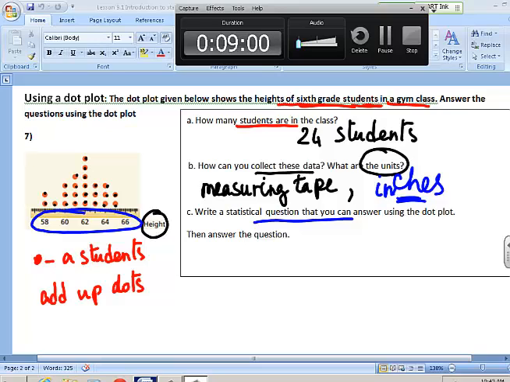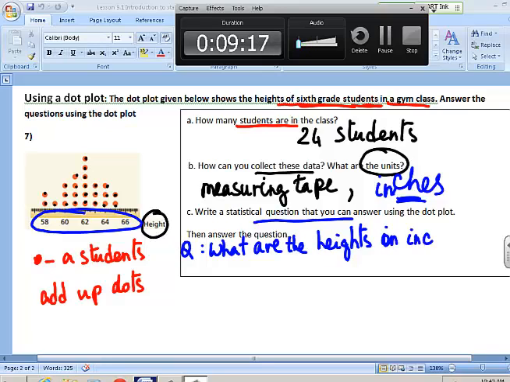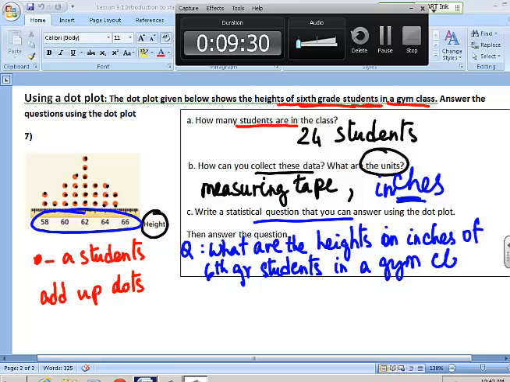So let's write the question. The question is, what are the heights? Or what is the height? You can write that also. The heights in inches of 6th grade students in a gym class. So that is your question.